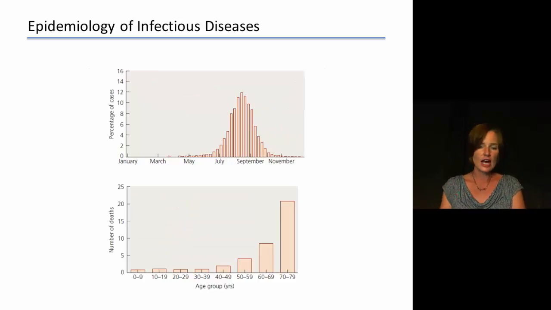We can look at this in regard to times of month, so whether it is seasonal or not. In the first graph that we see here, we can see that there are certain seasons where it's quite abundant. We can also look at this in regard to how prevalent it is in different age groups. In this case, we can see that we have a lot greater number of deaths when we're talking about older individuals.